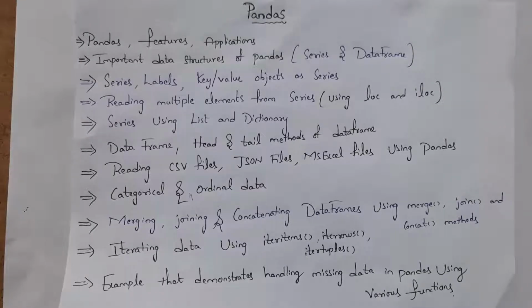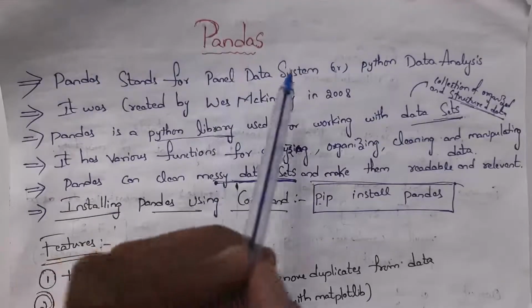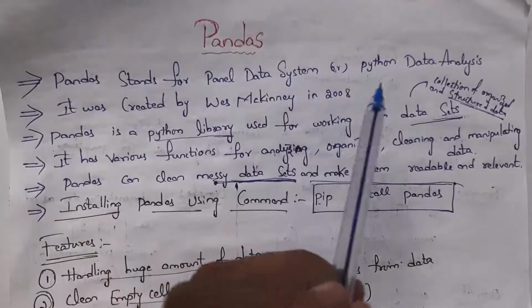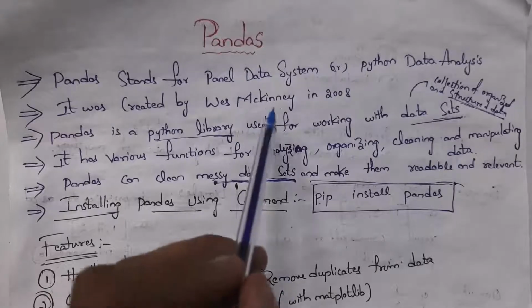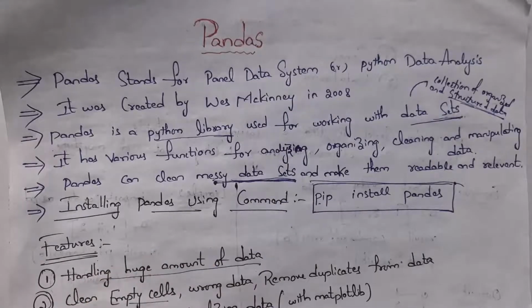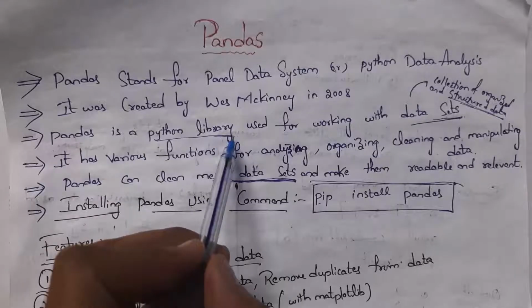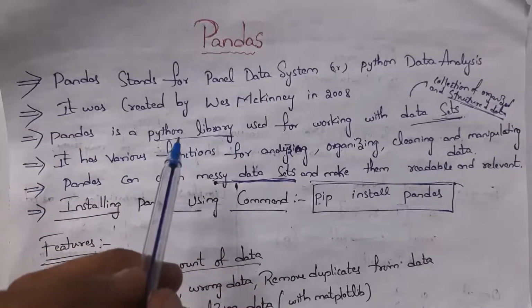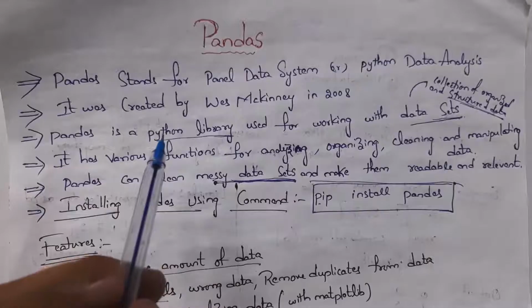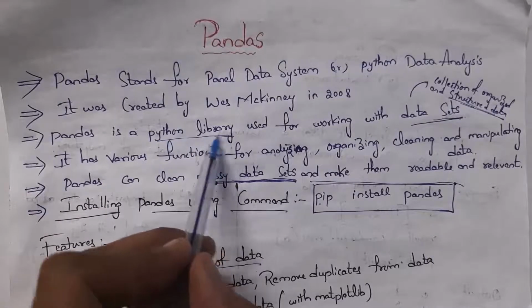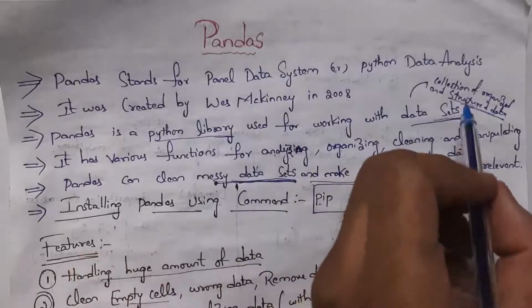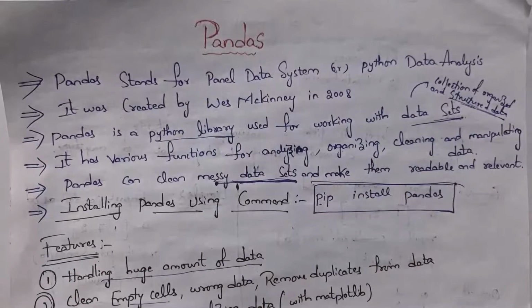Let's get started. Pandas stands for Panel Data System, or you can also call it Python Data Analysis. This Pandas was created by Wes McKinney in the year 2008. Guys, this Pandas is a Python library. A library is nothing but a collection of packages, functions and modules. So this Pandas is a Python library used for working with data sets. By using this Pandas library, we can work with data sets.